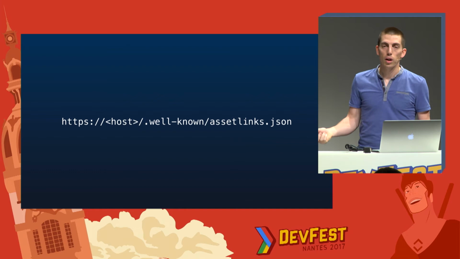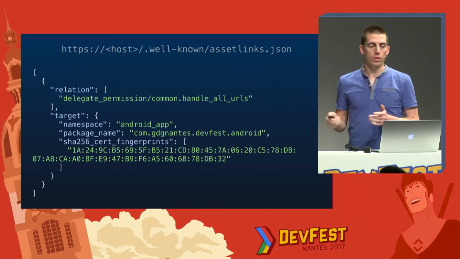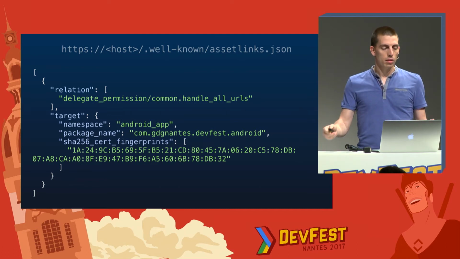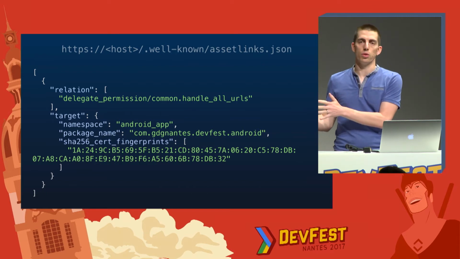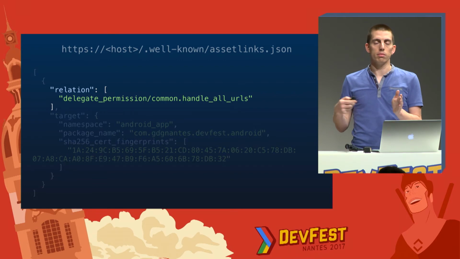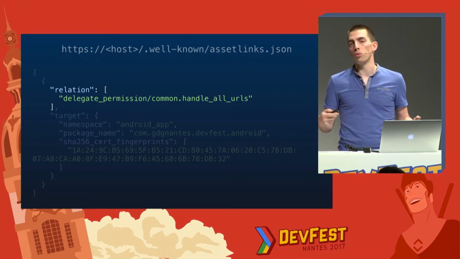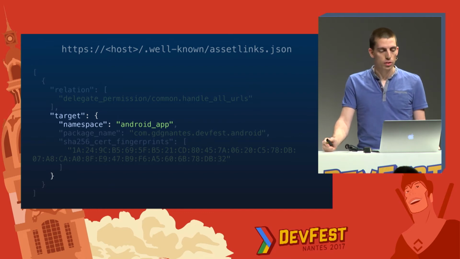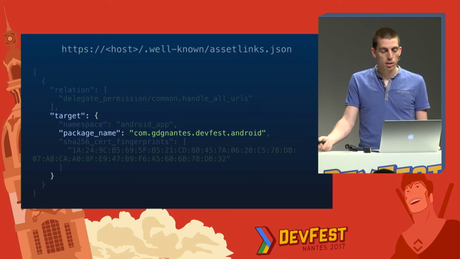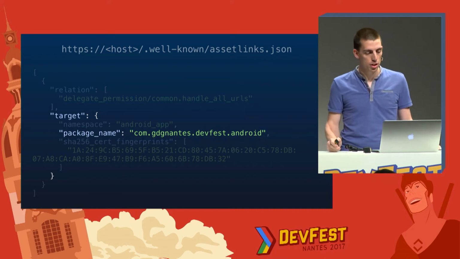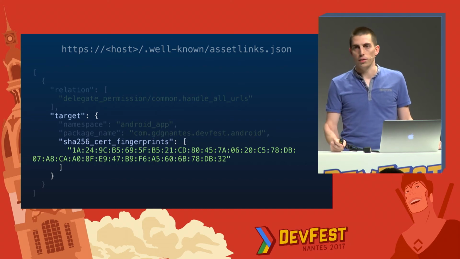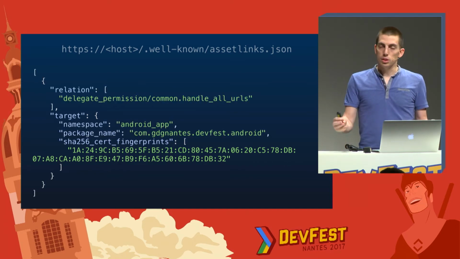And what this file contains is pretty much a delegation. This file is a bunch of delegation blocks, and in this case, you can see that the source gives a relation to the target. The source is obviously the website. This relation is delegating the right to handle URLs, and the target, in our case, is the Android application. You define the target just by using the namespace android_app. You pass a package name, in this case the package name of the application. And finally, it also contains the fingerprint of the APK you're using, right? So this is pretty much it.